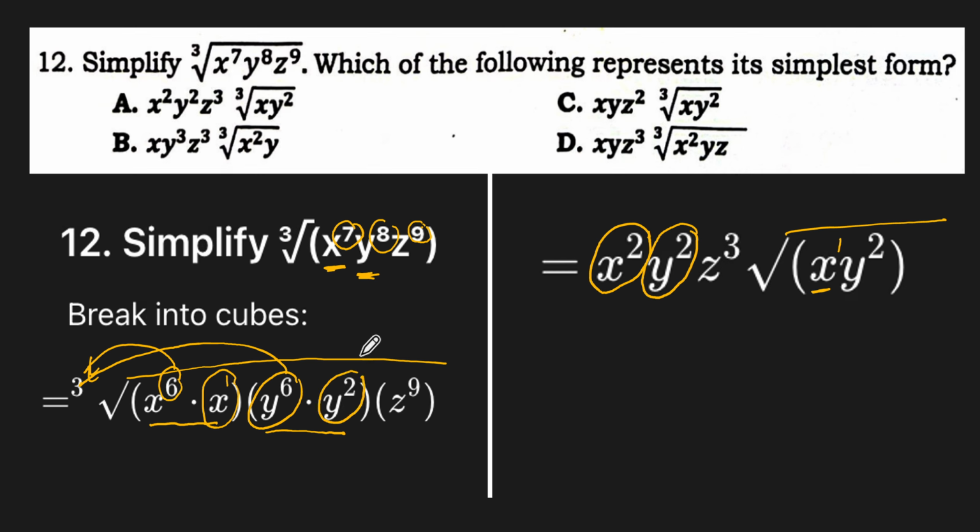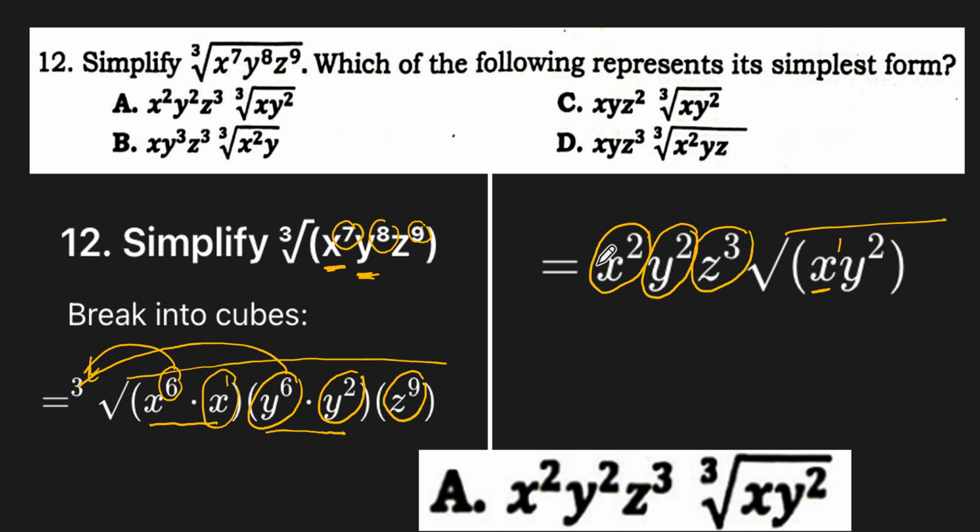Since we don't have a whole number when we divide it by 3, the y squared will remain inside of the radical sign. Also, we have z raised to 9. 9 divided by 3, that is z raised to 3. As you notice, we don't have z left here because we get a whole number when we divide this exponent 9 by 3. And I think the final answer would be letter A. x raised to 2, y raised to 2, z raised to 3, cube root of x, y squared.